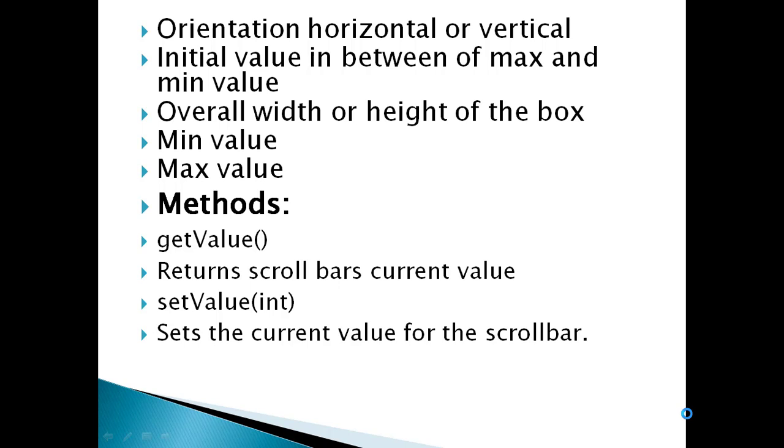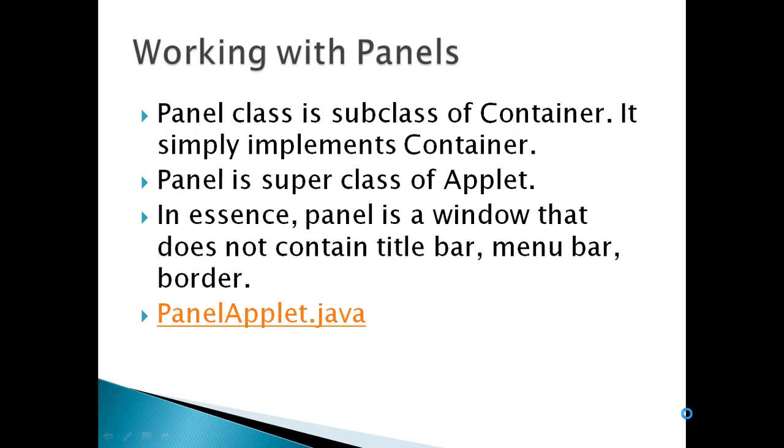To deal with these scroll bars, some methods are provided. First method is getValue, which returns the scroll bar's current value, where that scroll bar is located or pointing. Next method is setValue(int), which sets the current value for the scroll bar. getValue and setValue, these are the methods.